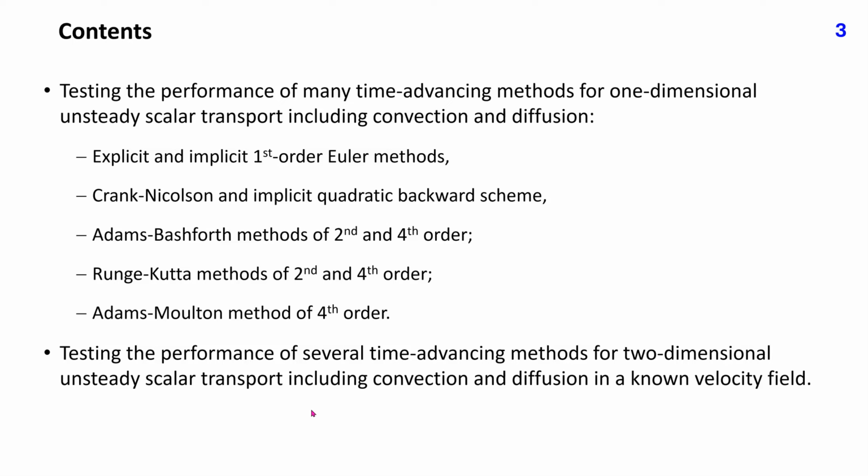described in lecture 10. 9 schemes were implemented in the test code, which is available in supplementary material for this lecture. First order explicit and implicit Euler methods, second order Crank-Nicolson, quadratic backward, Adams-Bashforth and Runge-Kutta methods, and fourth order Adams-Bashforth, Adams-Moulton and Runge-Kutta methods.